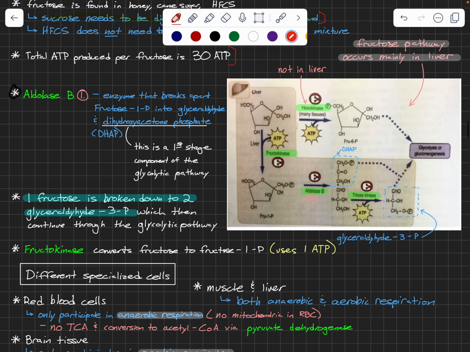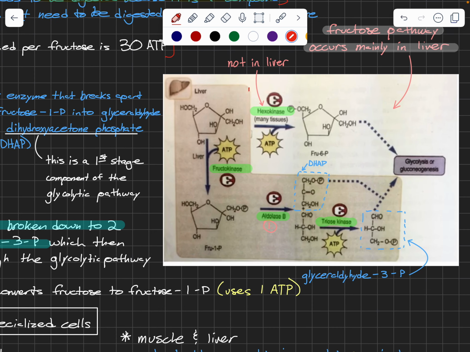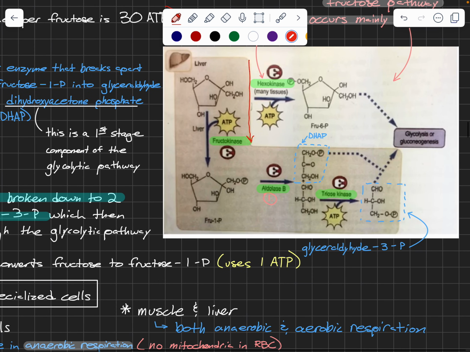So for the fructose pathway, we start off actually in the liver when we're breaking down fructose. And from what you guys can see right here, one of the main enzymes acting on fructose to turn it into its product, which is going to be fructose 1P, is fructokinase. And again, anytime you guys see kinase, I want you guys to be thinking about ATP. So to turn fructose into fructose 1P, we add a phosphate, which means we are spending an ATP.